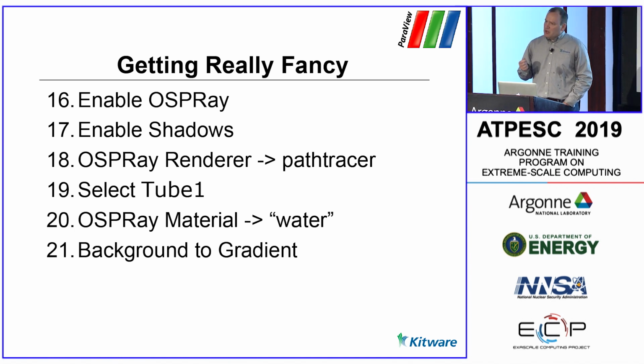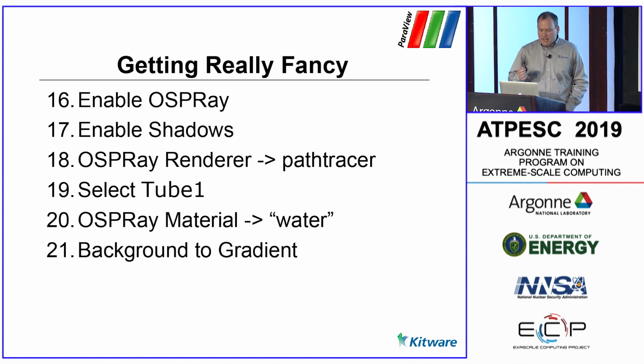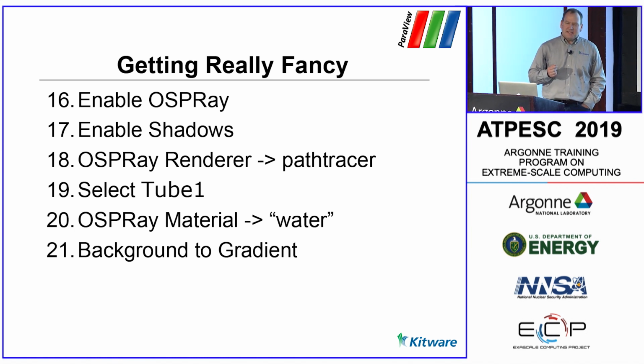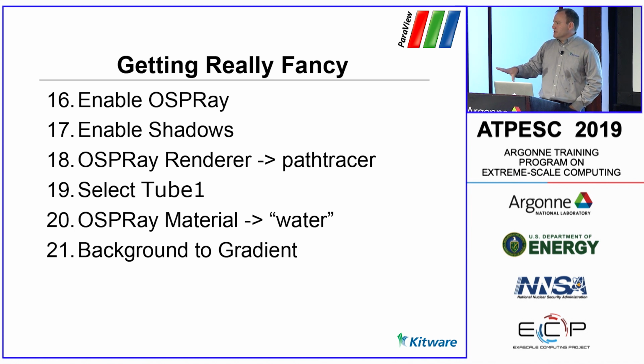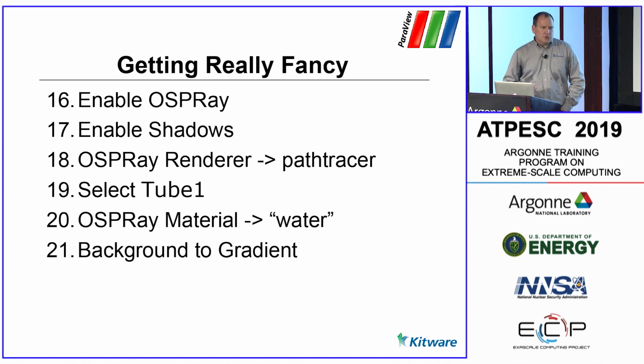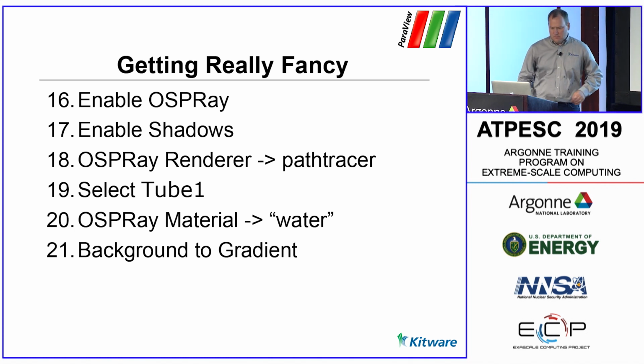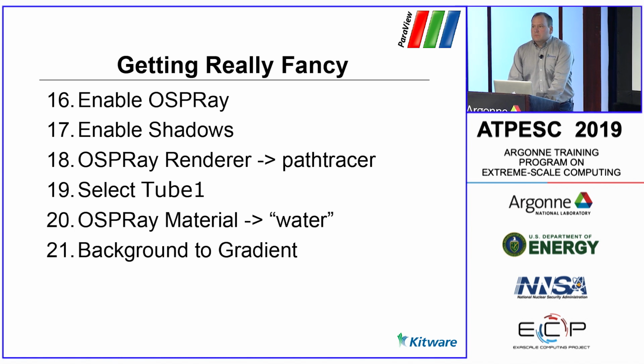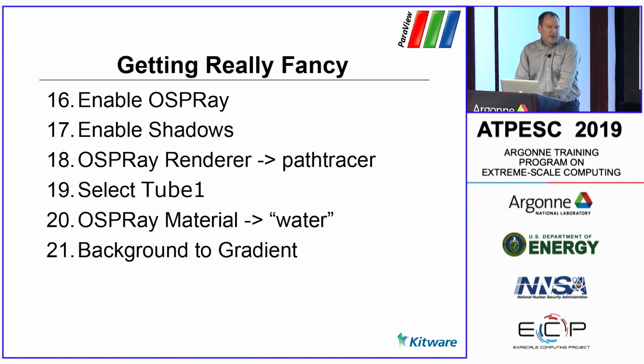On the very bottom of the view panel, turn on OSPRay. That tells the view, don't use OpenGL rasterization to render this data; use a ray tracer, OSPRay, that Joe and Silvio talked about earlier. And then turn on shadows. Okay. OSPRay is on the very bottom of the view section. It's becoming less experimental, so I'd probably move that up at some point.